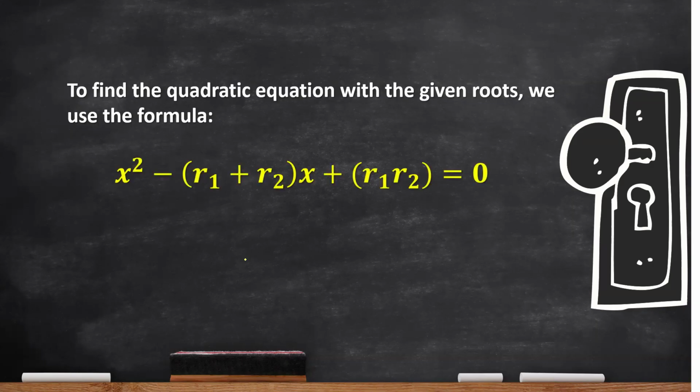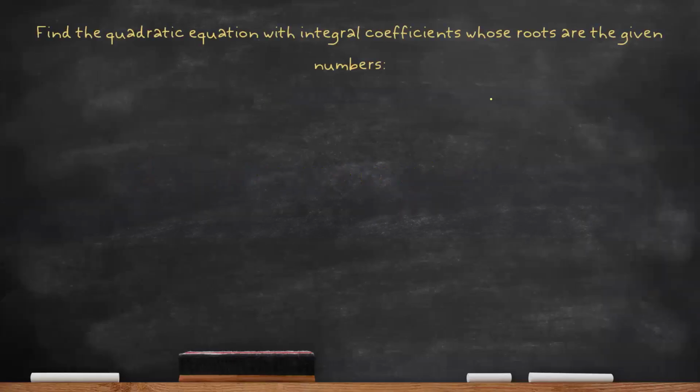So, here's the formula. So, it is x squared minus, so r1 plus r2 times x. Actually, this is the sum. Plus r1 times r2, this is now the product. Okay. Equals 0. Okay, so ibig sabihin, it's important that you memorize this formula. Okay, so let's try to find the quadratic equation.